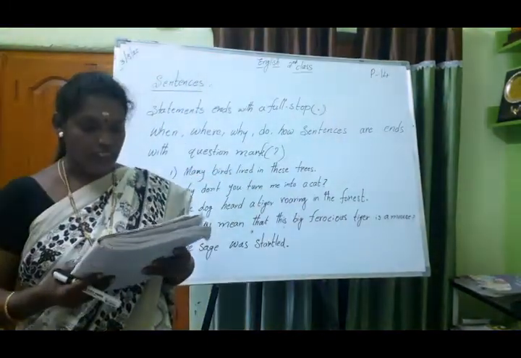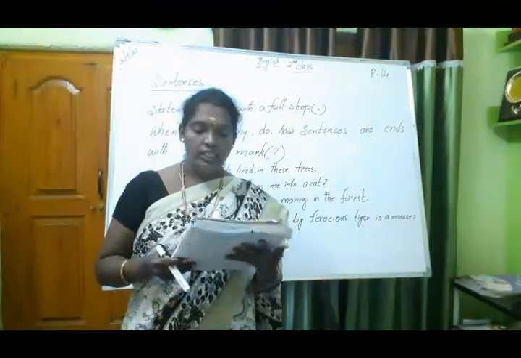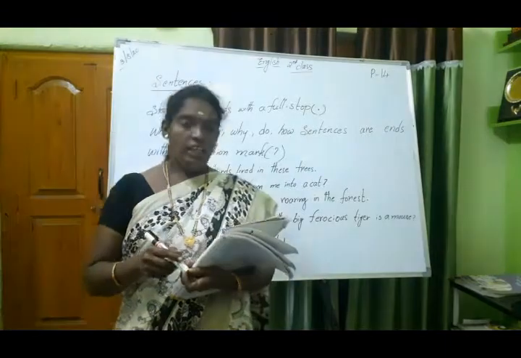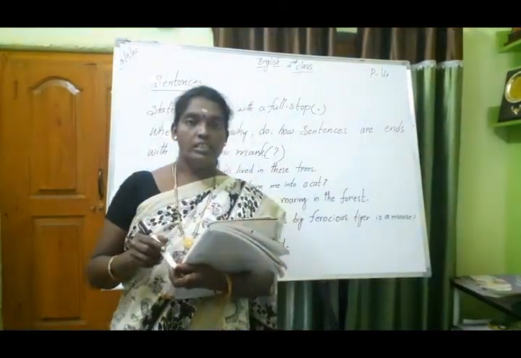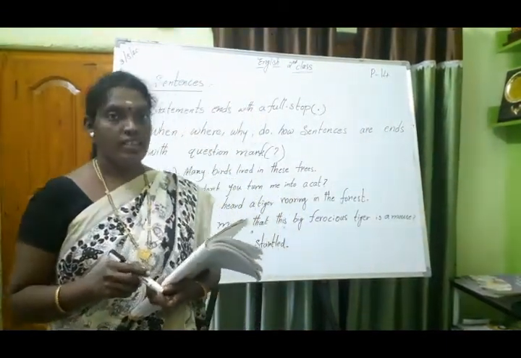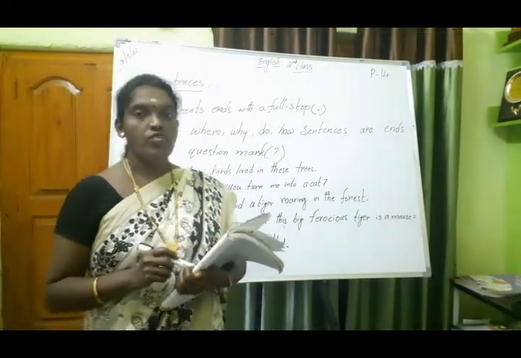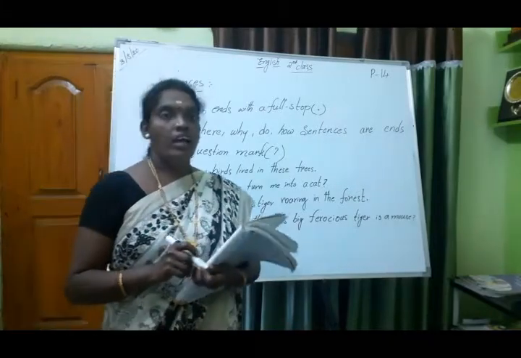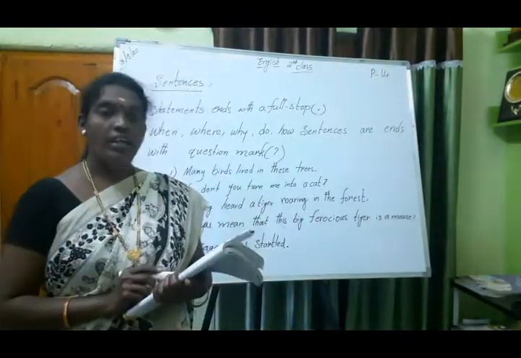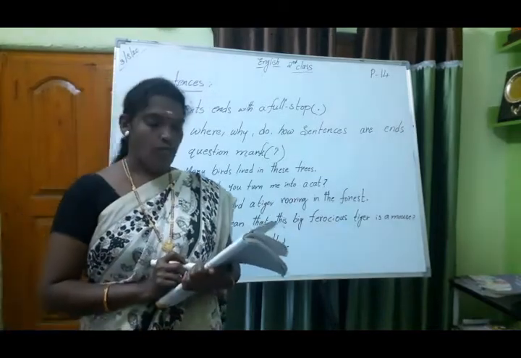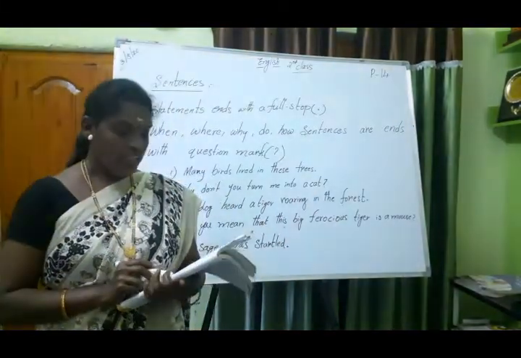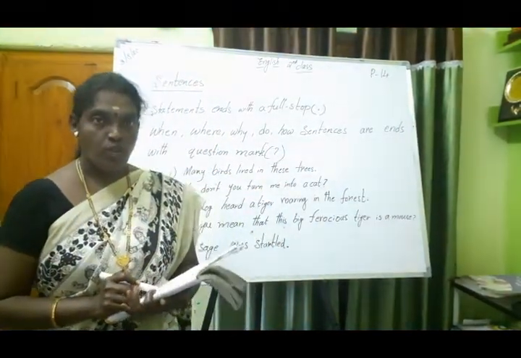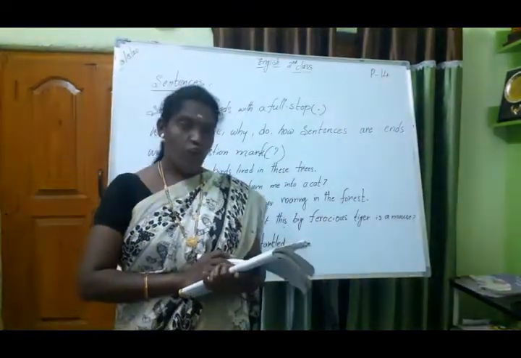Okay, next one. Third one. The dog heard a tiger roaring in the forest. This is a statement sentence. Yes, children, this is a statement. What should you end this statement with? Ends with what, children? Full stop. This statement ends with a full stop. So put your full stop at the end of the sentence. Third one, you put the full stop. Okay, children? Next one. Fourth one.